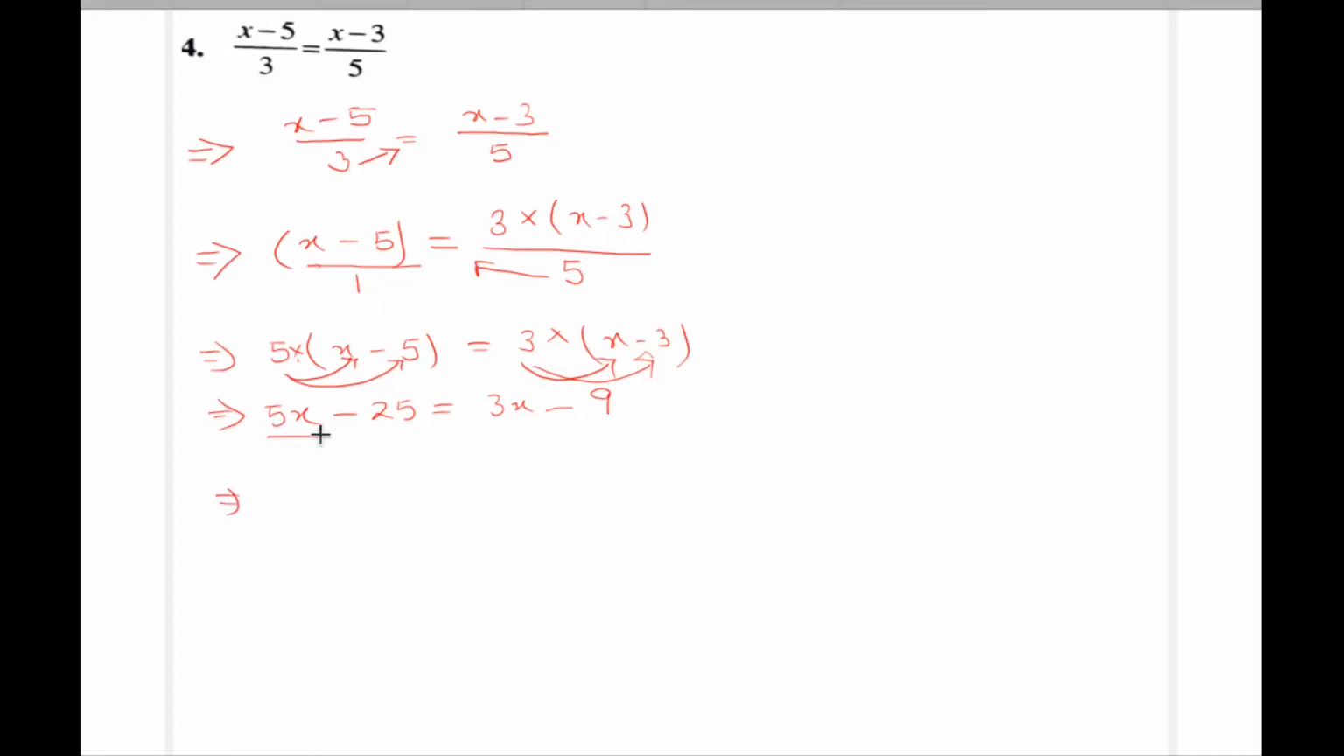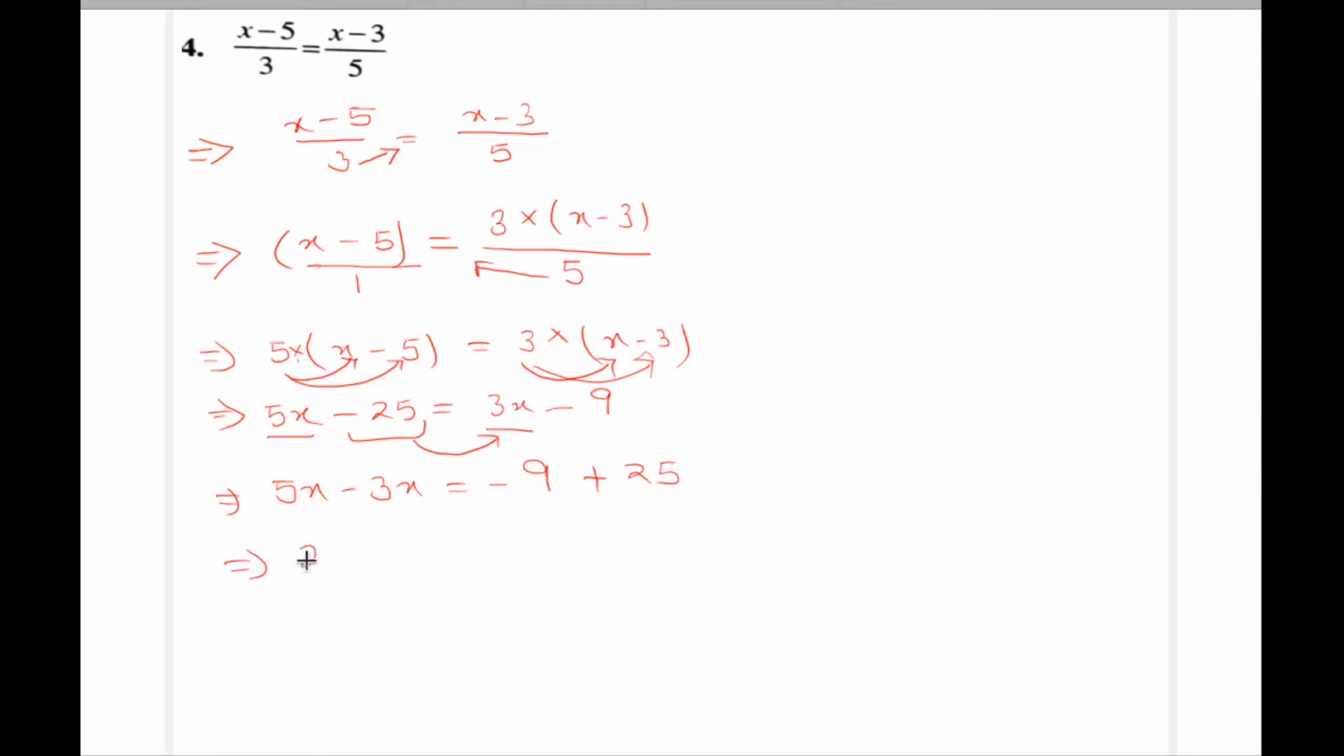Okay. Next step is to bring the variables together. So 5x minus 5x. This minus 25 we will take to the other side. So here we have minus 9 already. So minus 9 first we will write, then plus 25.